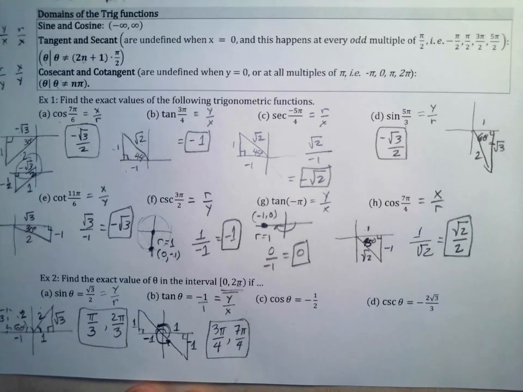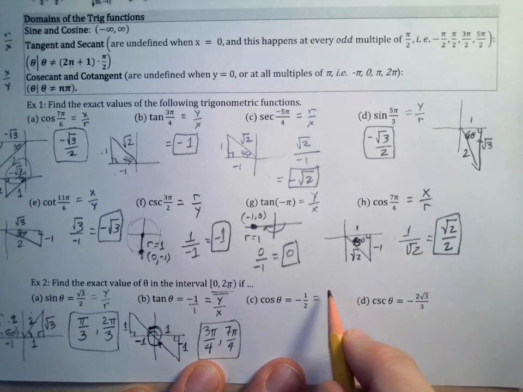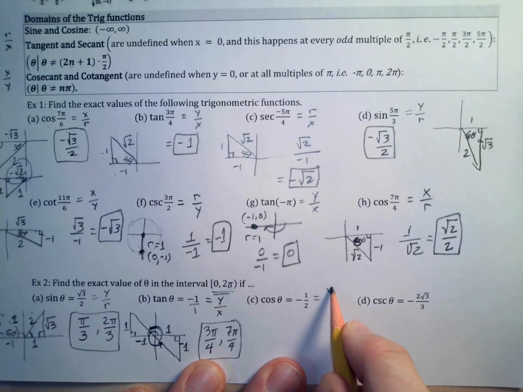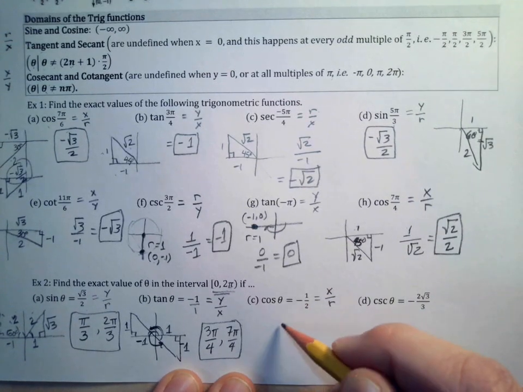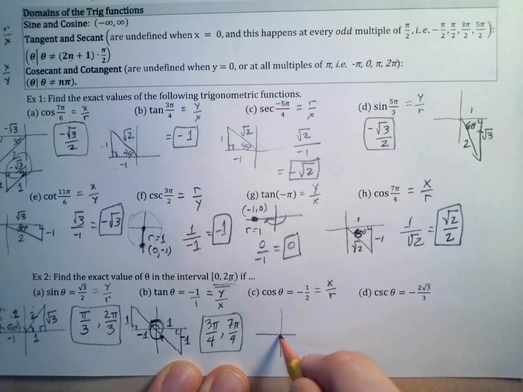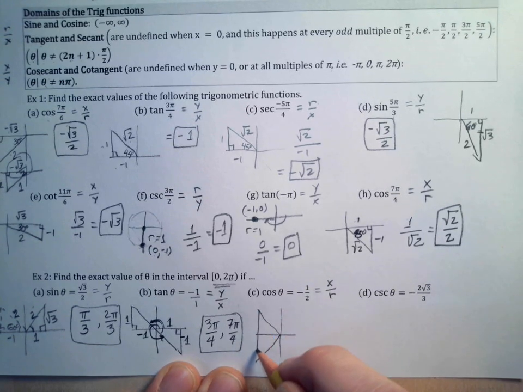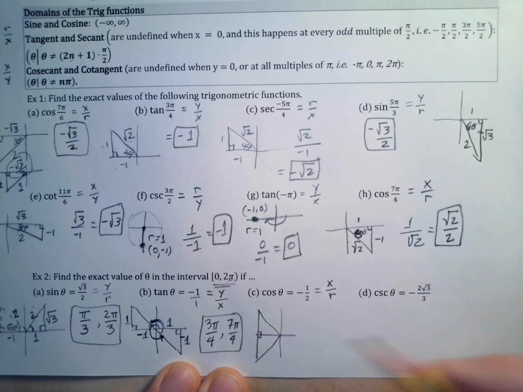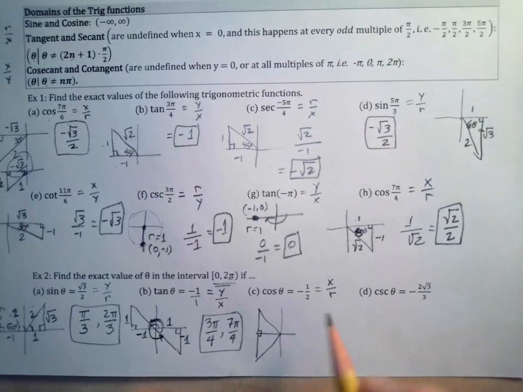Okay. The next one is cosine. Remember that the cosine is x over r. And think about where the cosine is negative. Cosine is negative in the second and third quadrants. So let's draw triangles. I'm just drawing generic ones. I'm not really drawing them to scale because I don't know what the reference angle is off the top of my head yet until I think about it some more.